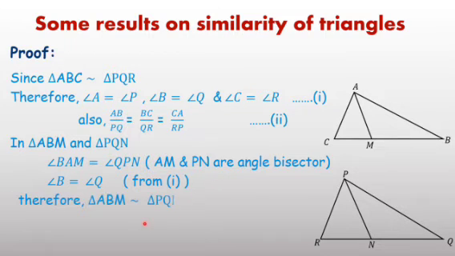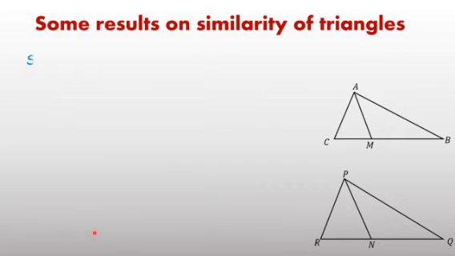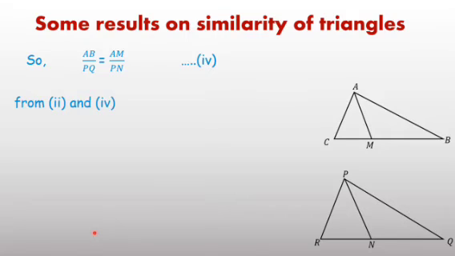Therefore again both triangles are similar, and if triangles are similar, then corresponding sides are in the same ratio, means AB upon PQ equal to AM upon PN. Then from second and fourth we can write result: AB upon PQ equal to BC upon QR equal to CA upon RP, and which is equal to AM upon PN. Here AM and PN are angle bisectors, because AM upon PN equal to, from fourth, AB upon PQ.